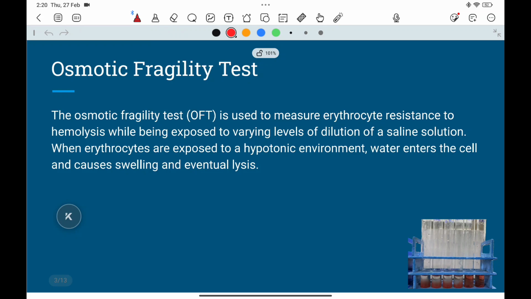So what is the osmotic fragility test? We use this test to measure the erythrocyte resistance to hemolysis. So what are we doing in this test? In this test, we use saline solution, and saline solution is sodium chloride solution.